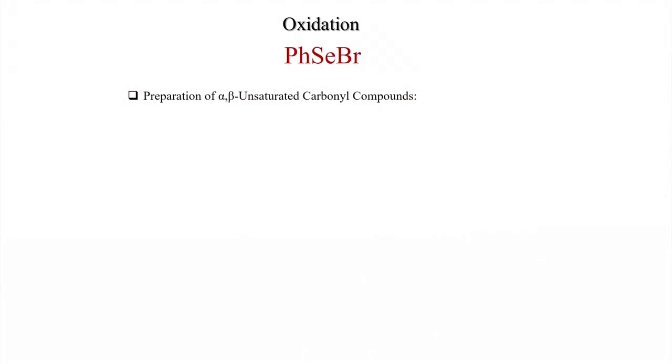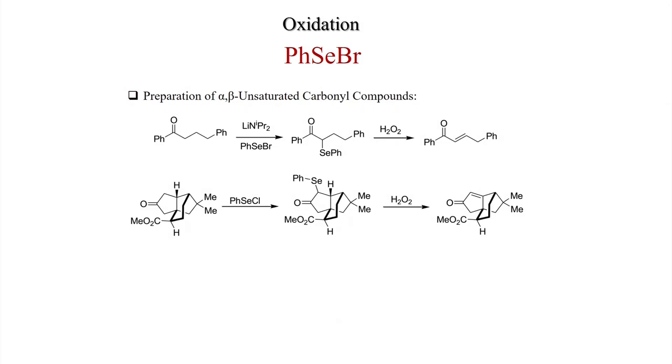Another reagent that has been used is phenyl selenium bromide, for the preparation of alpha-beta unsaturated carbonyl compounds. If you have a ketone, then with a base and phenyl selenium bromide you get alpha functionalization, the alpha selenium compound, and then with H2O2 you get the alpha-beta unsaturation. This reaction is popular and has been used in many natural product syntheses. Here is one complex molecule with a carbonyl compound; when it was treated with phenyl selenium chloride you get this carbon-selenium bond, and when treated with H2O2 it becomes an alpha-beta unsaturated carbonyl.